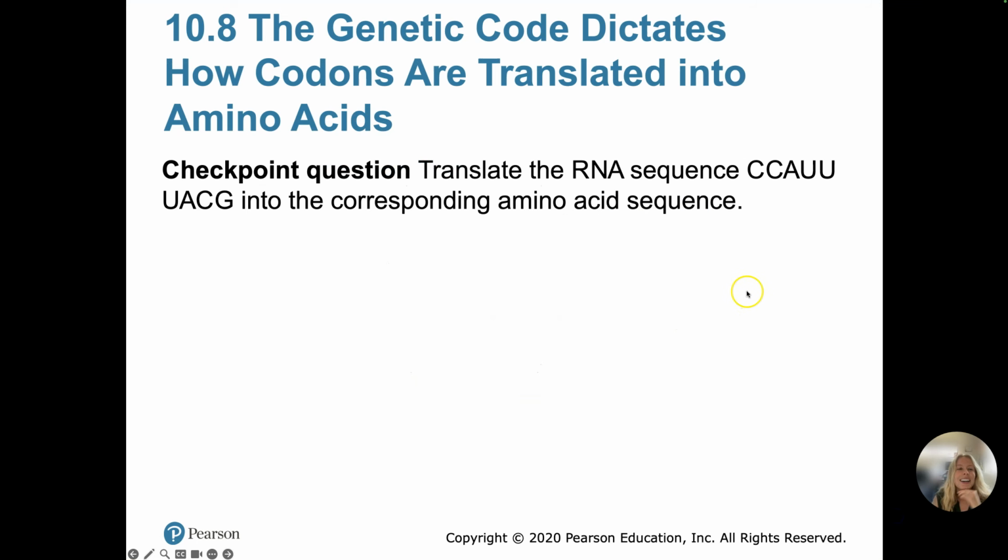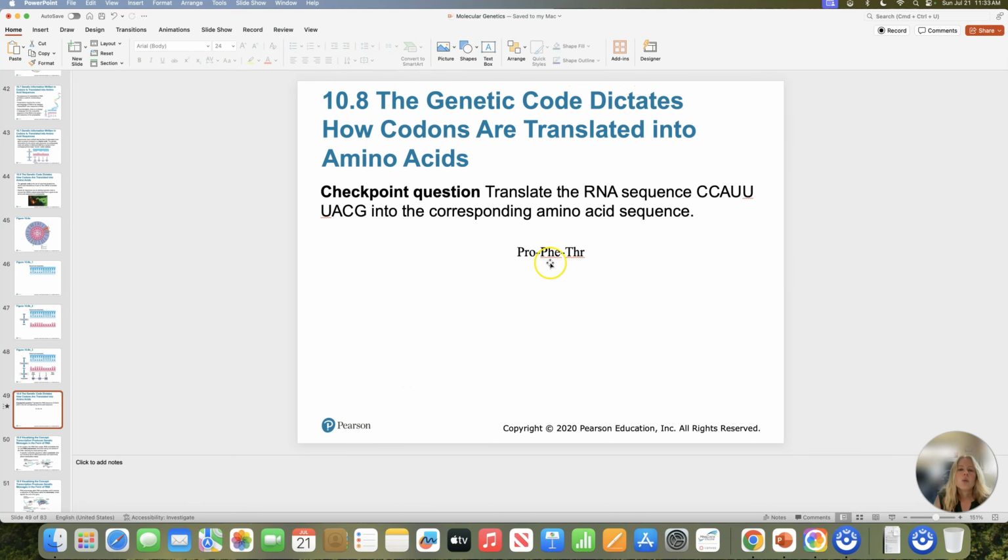Oh, don't look at the answer. So translate the RNA sequence CCA UUU ACG into the corresponding amino acid sequence. So we have CCA, UUU, and then ACG. I'm going to back out again. We see the answer here. Let's double check it at least.